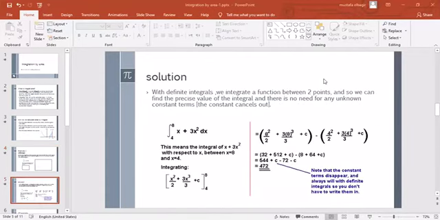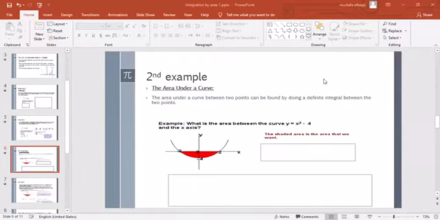Solution. With definite integrals, we integrate a function between two points, and so we can find the precise value of the integral, and there is no need for any unknown constant terms. The constant terms cancel out. This means the integral of x plus 3x squared with respect to x between x equals 8 and x equals 4 is what we are integrating. As you can see, it's the solution there. Note that the constant terms disappear, and always with a definite integral, so you don't have to write them in. That's how we solve the first question.